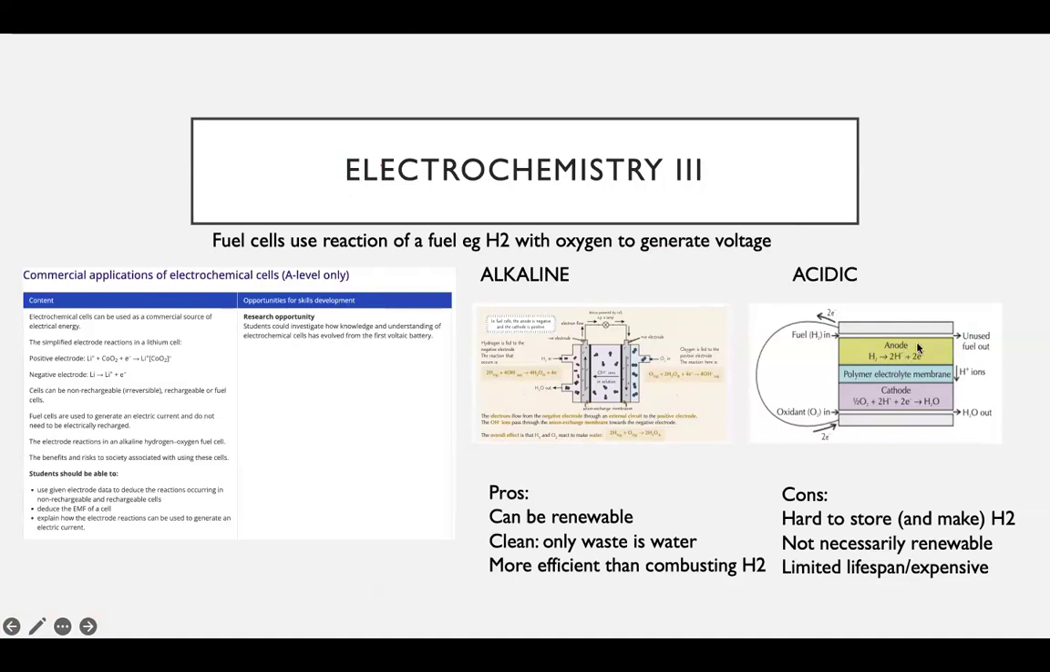Just to clarify, hydrogen ions are formed in the reaction at the anode in the acidic one, and then they diffuse over to the cathode for reaction with oxygen. The electrons can't move like this though. So the electrons are forced around an external circuit to generate electricity.